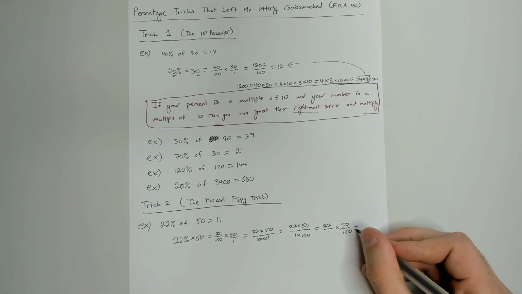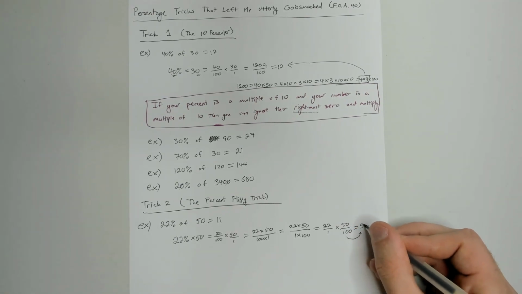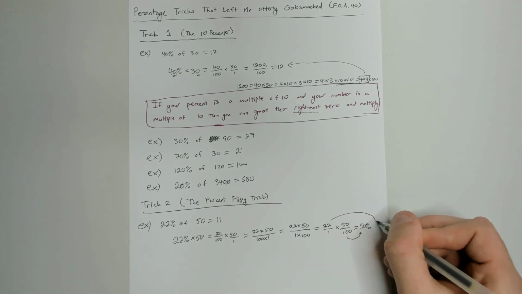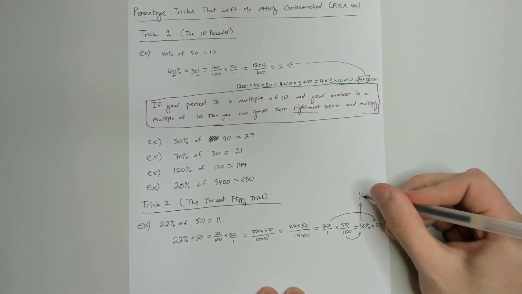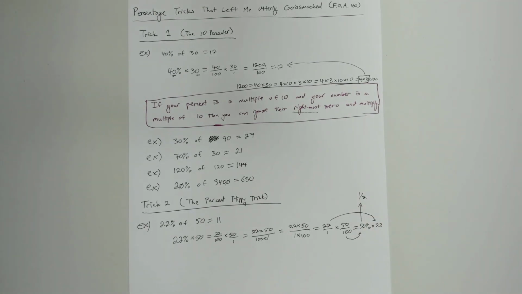But then flipping once again, this 50 over 100 becomes 50%, right? And the 22 over 1 is just 22. So notice what happened. I exchanged the roles of the percent with the number, noting that 22% of 50 is the same as 50% of 22. Because I was able to exchange these roles, this calculation became a lot easier. Because 50% of 22, remember 50%, that's just 1/2. So all I'm doing is taking half of 22, which I knew to be 11. So that's the percent Flippy trick. You can exchange the role of the percent and the number.